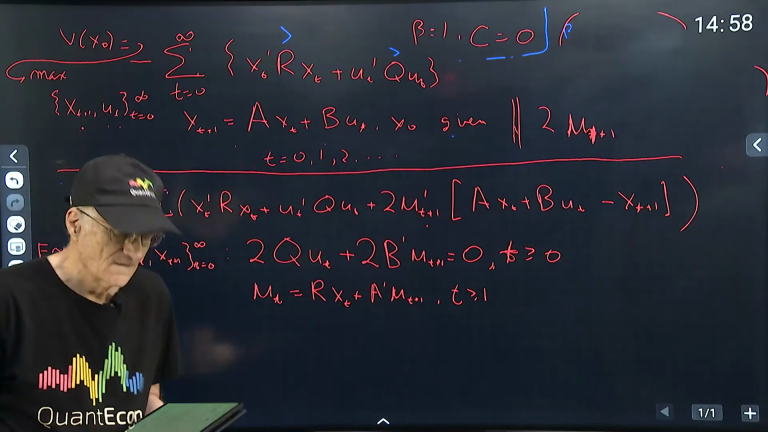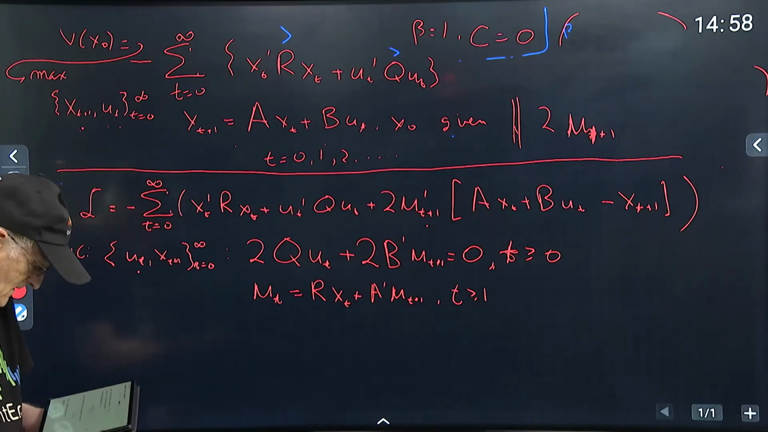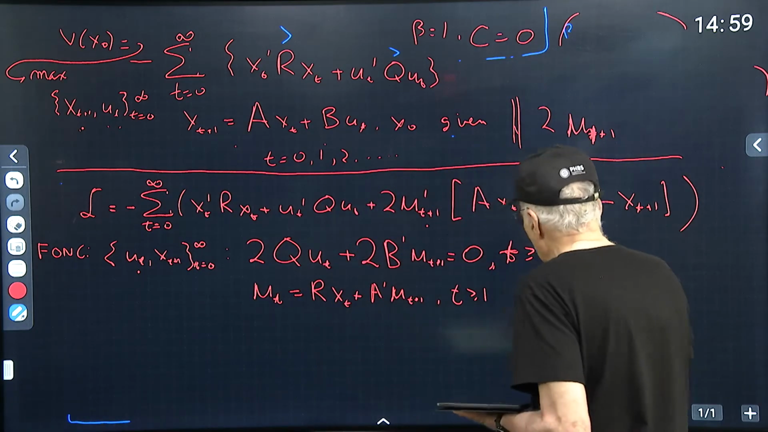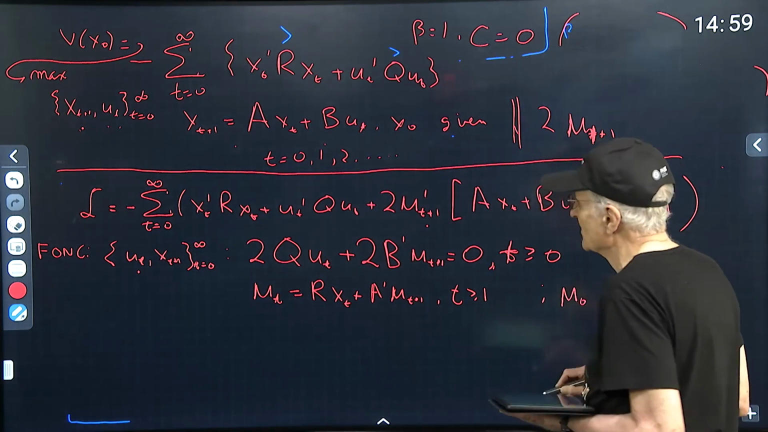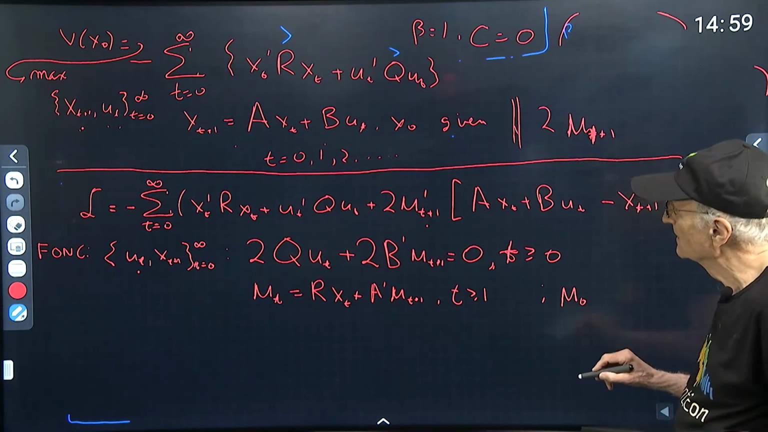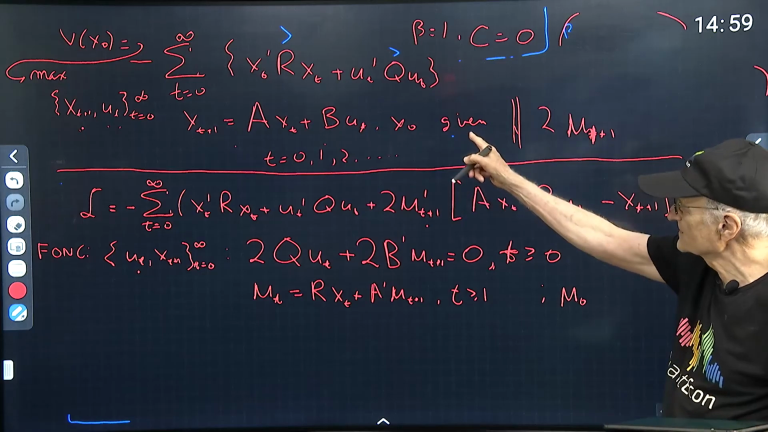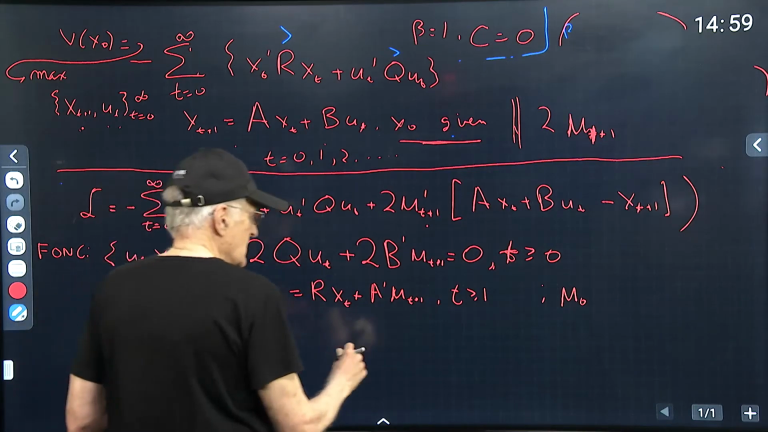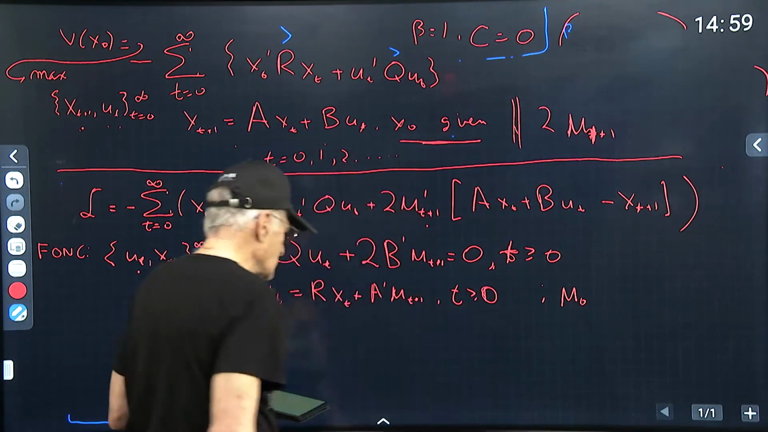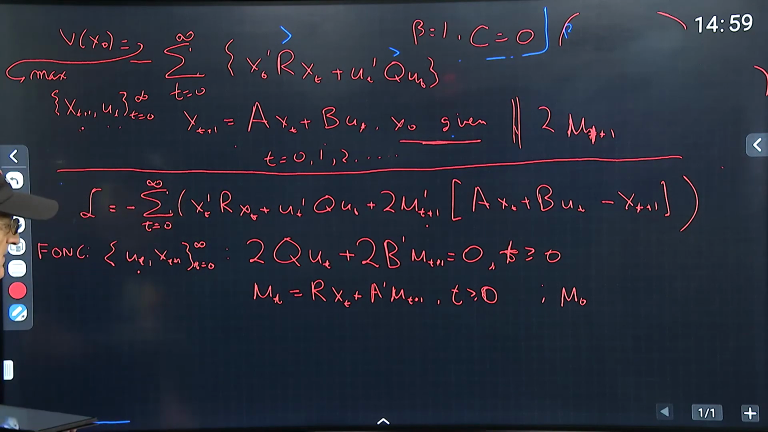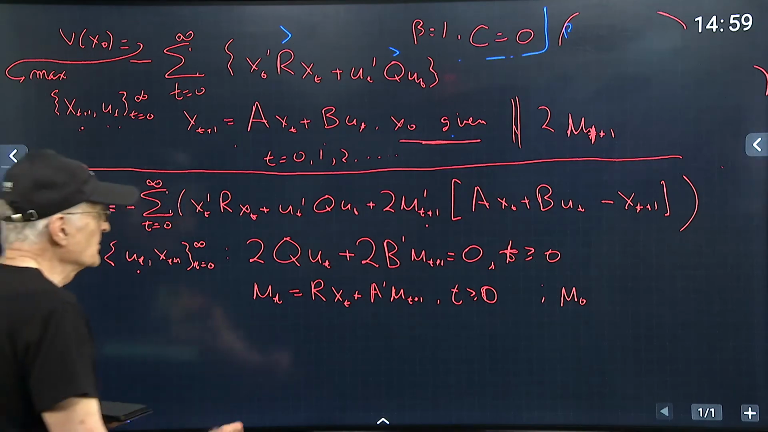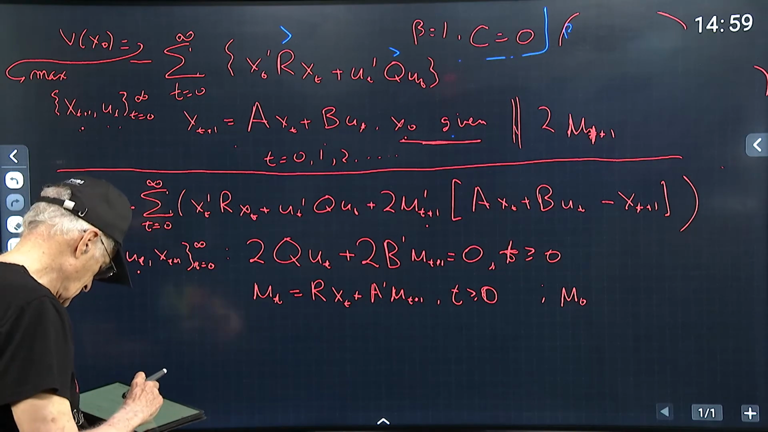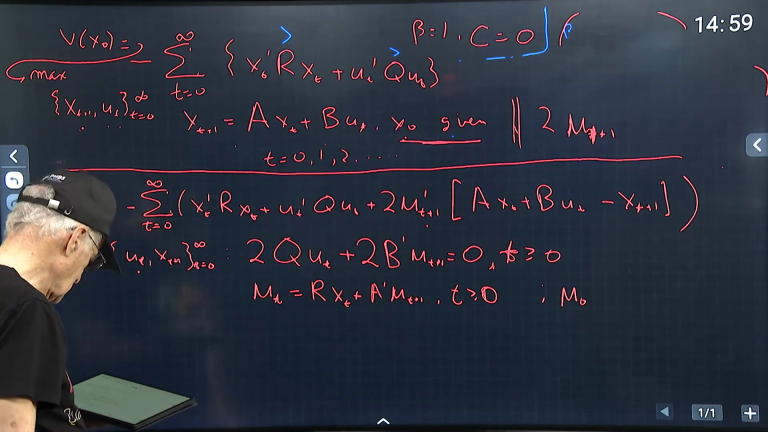Okay. And then if I actually let mu 0 be a shadow price with respect to x0, in other words, I add a shadow price with respect to this constraint, x0, I get an additional constraint. If I add that, I would get this greater than or equal to 0. There's an additional constraint, and I'm going to put a Lagrange multiplier on that constraint. Okay.